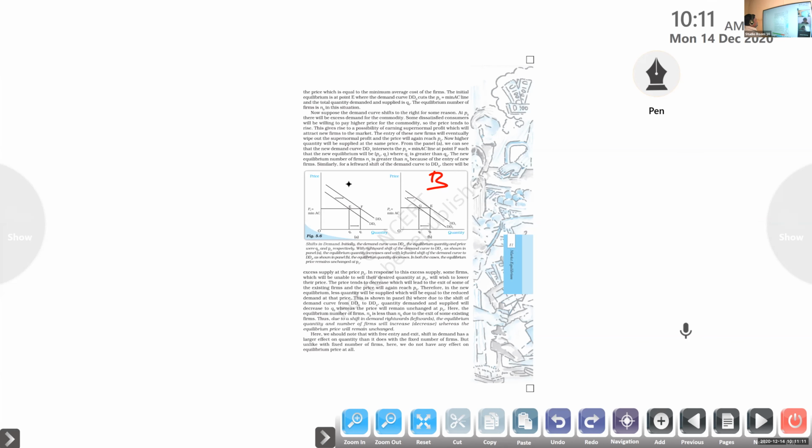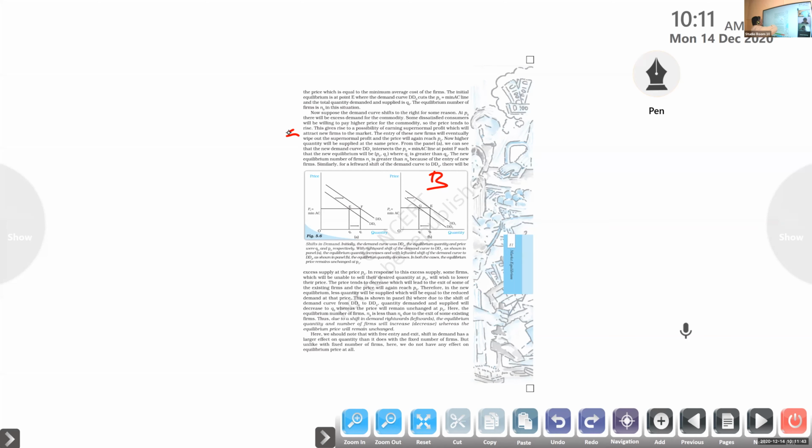So the price tended to rise. Clear? Okay, so the demand for the commodity is increasing for that price. I mean the minimum average cost of the firm. Clear or not? So some consumers are ready to pay more to purchase, because demand is excess. Okay, so the price tended to rise. This gives rise to the possibility of earning supernormal profit, which will attract new firms to the market.